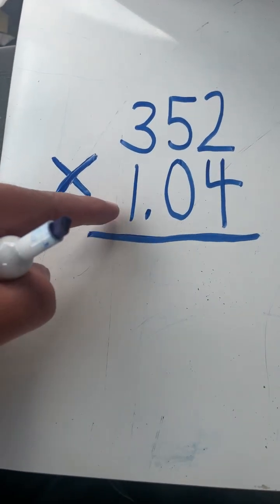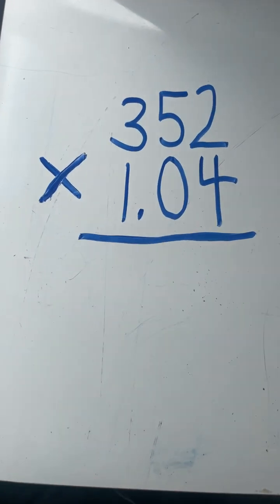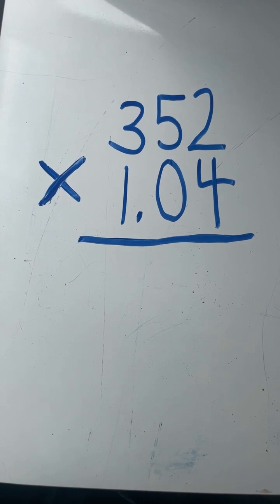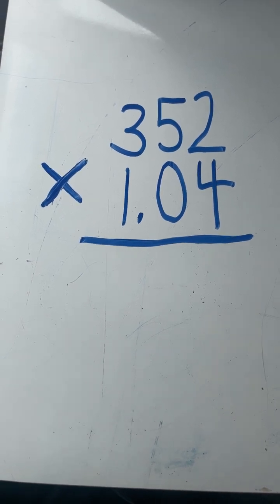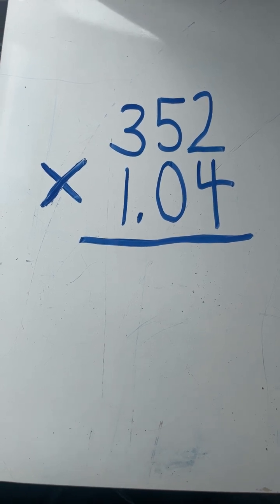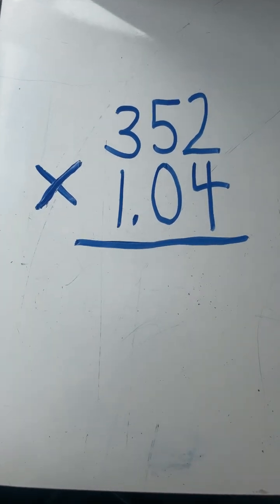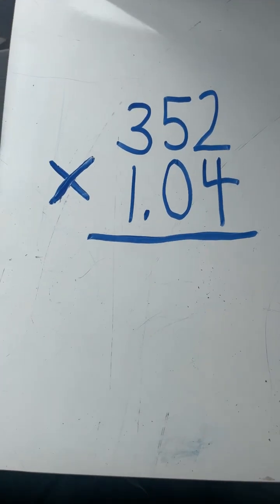This is how I would write 104% as a decimal. So 104% is equal to 1 and 4/100ths. So what I'm going to do is multiply both of these numbers as if I was multiplying whole numbers, and then at the very end I'm going to move the decimal over. All right.